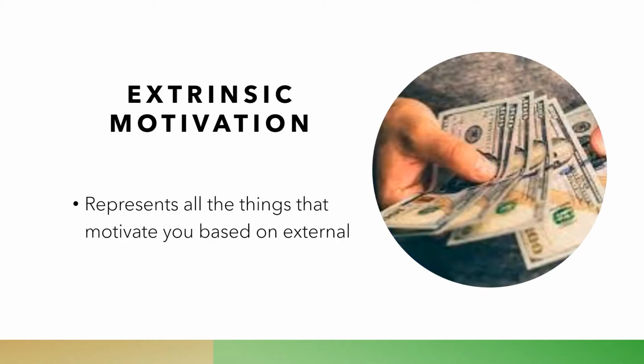And then we have extrinsic motivation, which represents all the things that motivate you based on external rewards like money or praise. This type of motivation is more common than intrinsic motivation and includes achieving things due to a tangible incentive, fear, or expectation, all of which depend on external factors. For example, people want to get a promotion because of the expected raise.